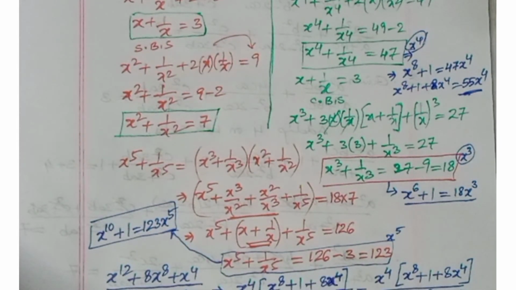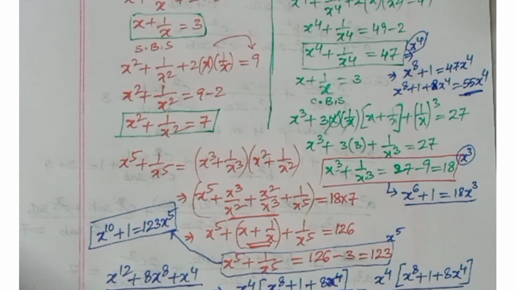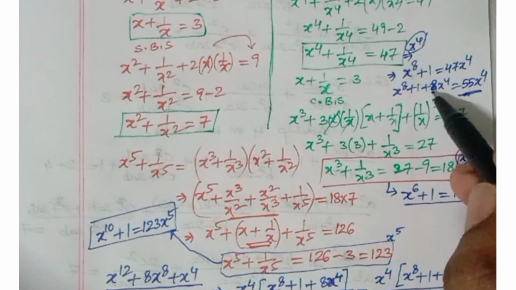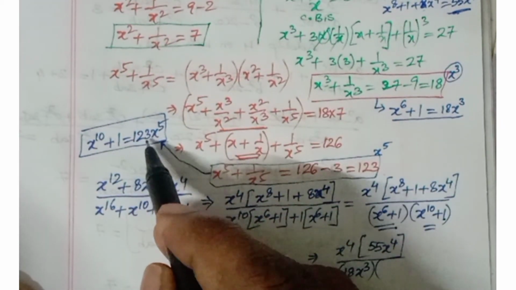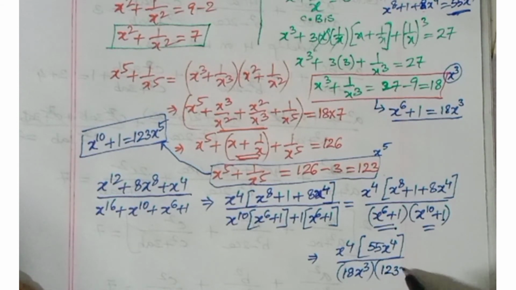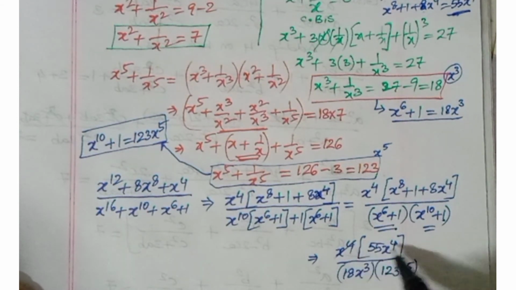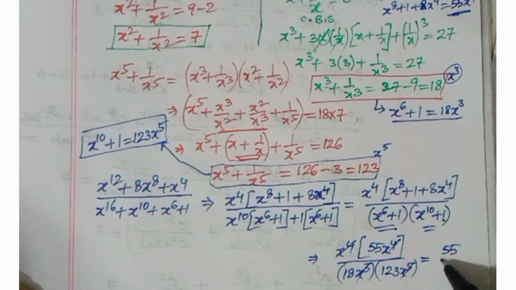What will we get? x to the power of 4 into 55 x to the power of 4, the value of x power 8 plus 1 plus 8x to the power of 4. Now x power 6 plus 1 is 18x cube. x power 10 plus 1 is 123x to the power of 5. So the x terms will cancel now, x power 8 by x power 8. Now the answer is 55 by 2214.